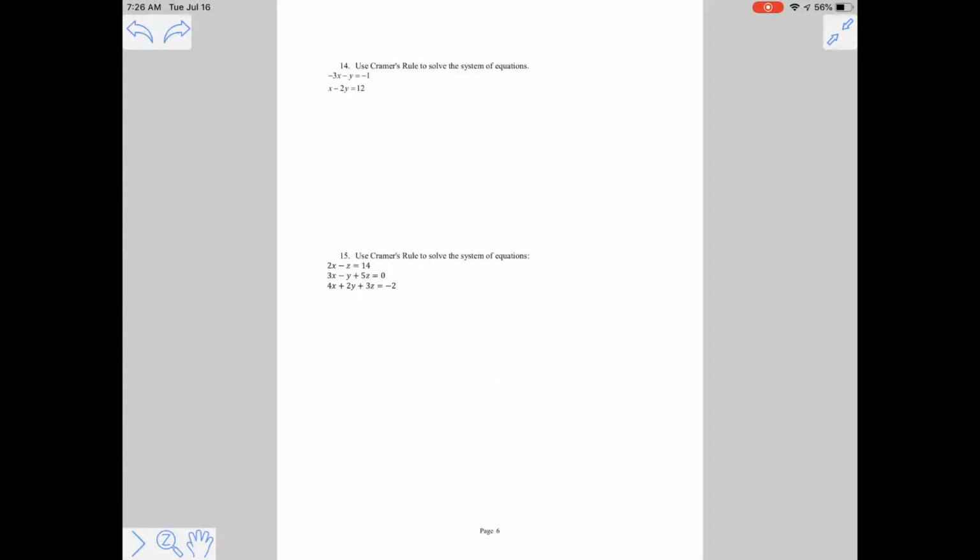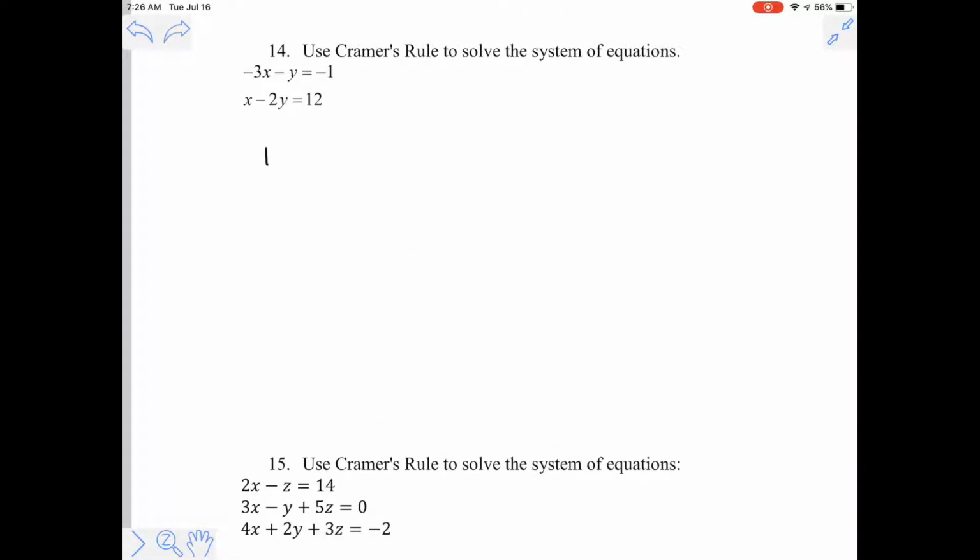Okay, finally, questions 14 and 15, Cramer's rule. These are also from section 6.5. This is another way to solve system of equations. So, Cramer's rule involves finding a bunch of determinants with two equations and two variables. We need to find a D determinant, a D sub X determinant, and D sub Y. So the D determinant is a determinant of just the coefficients of the variables.